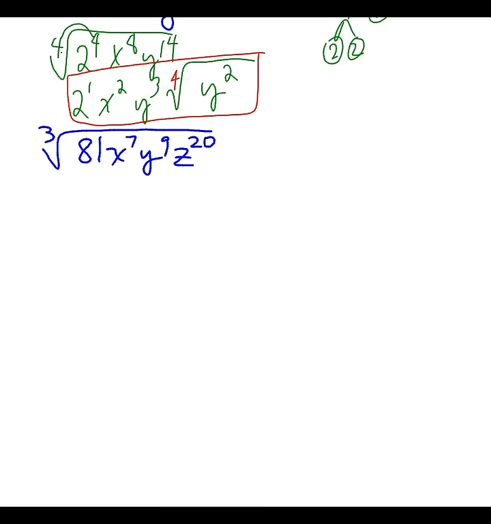Okay, now the next one's the cube root of 81 x to the 7th, y to the 9th, z to the 20th. That's a good point, young man in the back. You guys try and do this one on your own. Put those in your notes, and we'll go over that answer mañana.